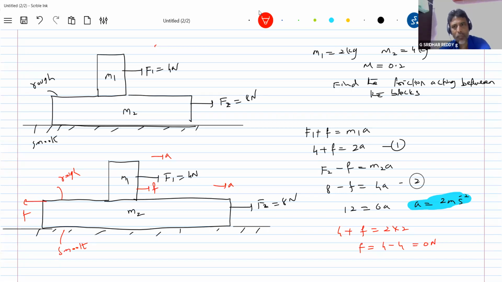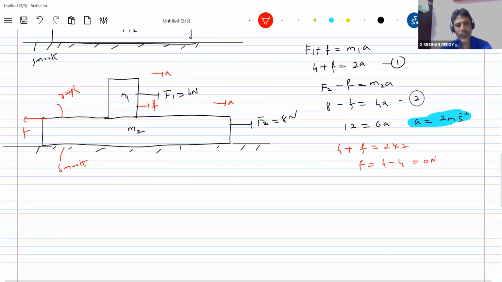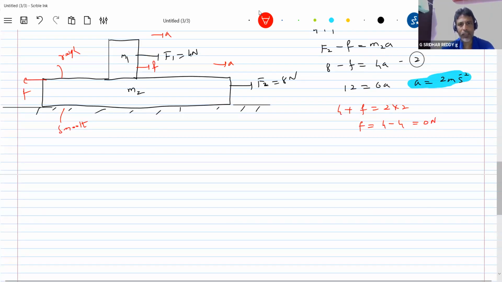The values we assume in such a way that F1 plus F... you assume the same problem backward and do it. That's what a student would say: "Sir, you assume some friction like this, you got this answer." For your convenience, let me assume the same problem, I'll continue.